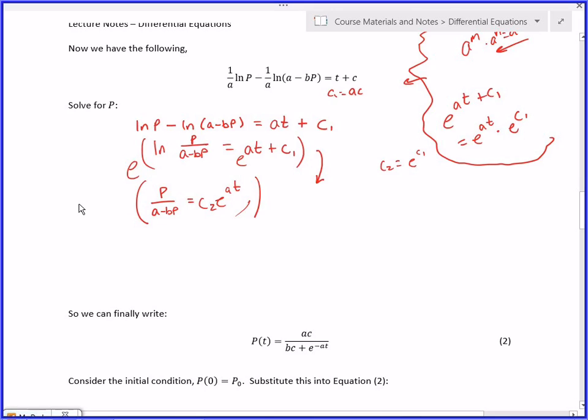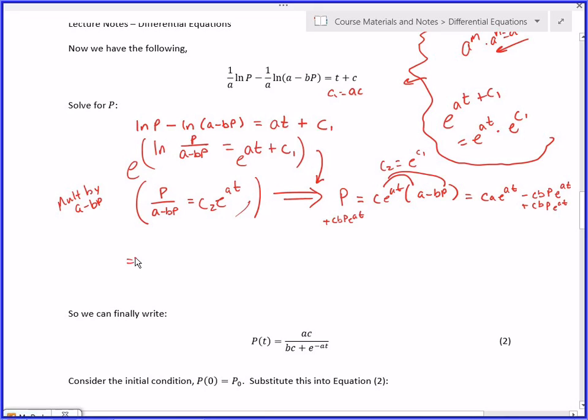So let's multiply both sides by A minus BP. That gives me a P on the left, and then a C2. I'm just going to drop the 2. I'm tired of keeping track of it. A constant times A times e to the AT. Well, let me do it in steps. I don't want to do it all at once. C e to the AT times A minus BP, and distribute this to each of those. So you have CA e to the AT minus CBP e to the AT. And then add the CBP e to the AT back over here.